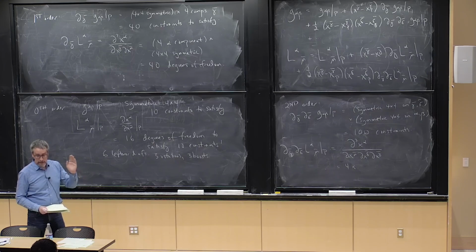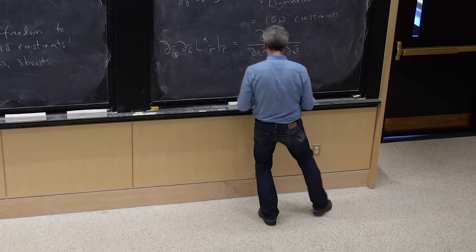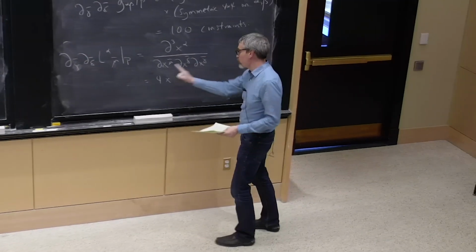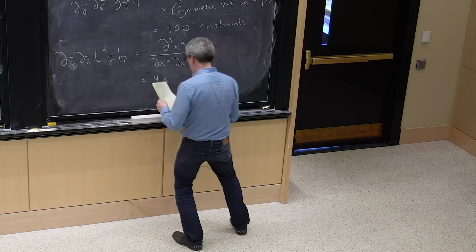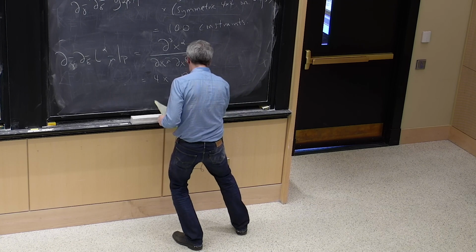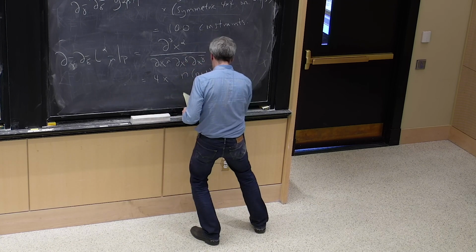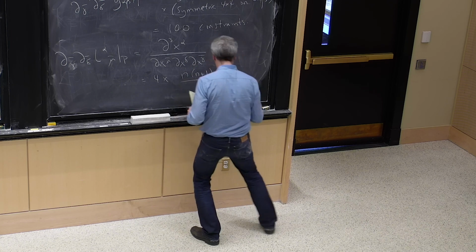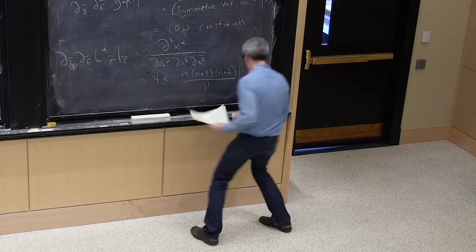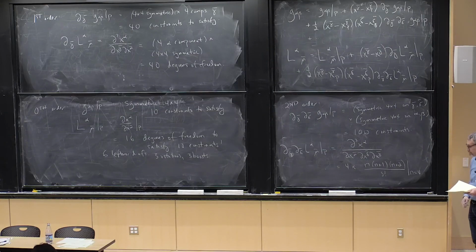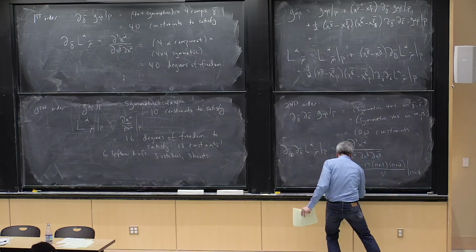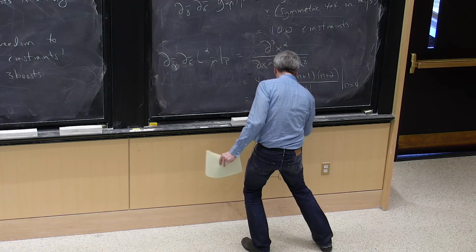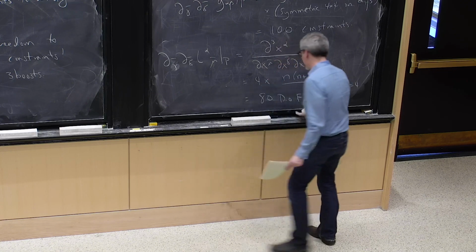This is a little exercise in combinatorics. The number of equivalent ways of arranging this turns out to be n times n plus 1 times n plus 2 over 3 factorial. And I'm in 4 dimensions, so n equals 4. Work that out, and you will find that you have 80 degrees of freedom.